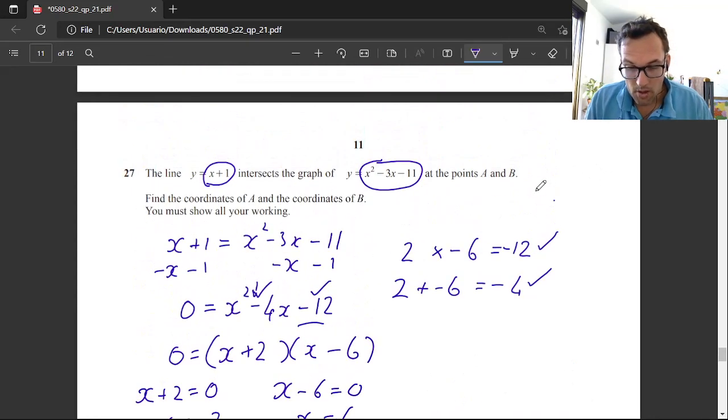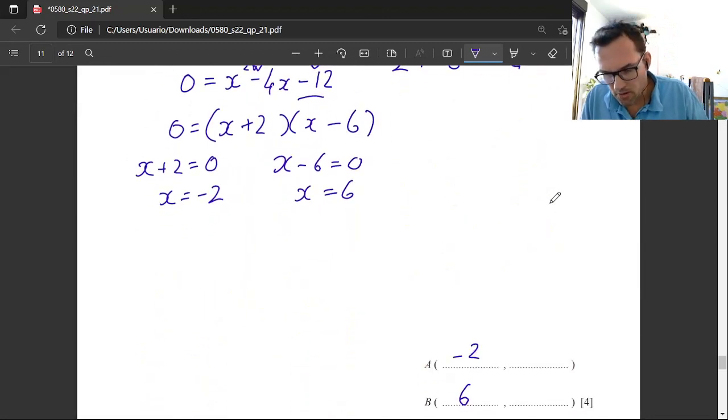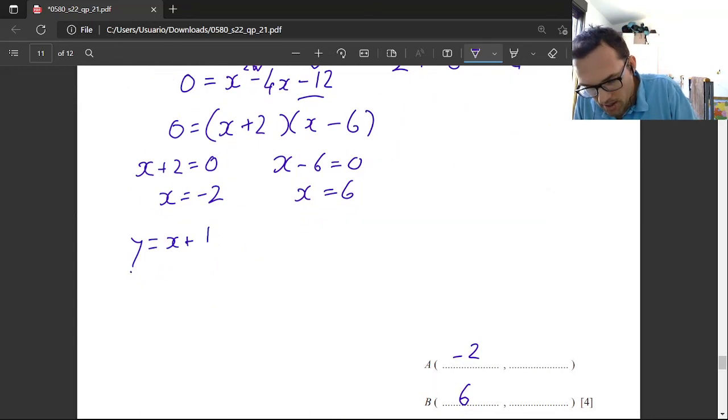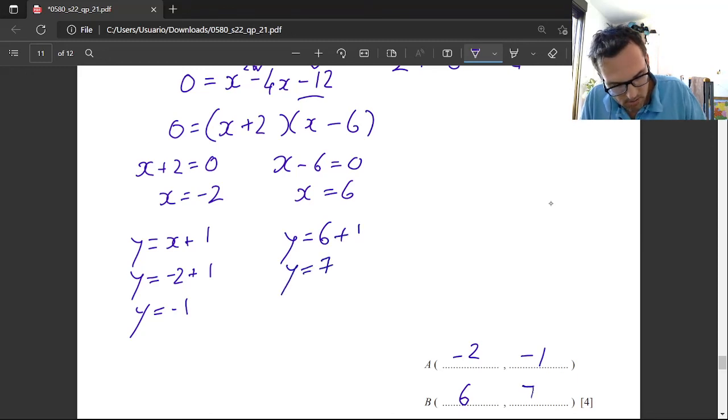To do that, we can use any of these equations at the top. This one or that one, or both. Of course, the first one is a lot easier. Okay, so here, y equals x plus 1 is the equation of the line. We put the negative 2 where the x is. That gives us minus 2 plus 1 is minus 1. So when x is minus 2, y is minus 1. The other one, the same. Put the 6 where the x is. So y equals 7. We've done it.